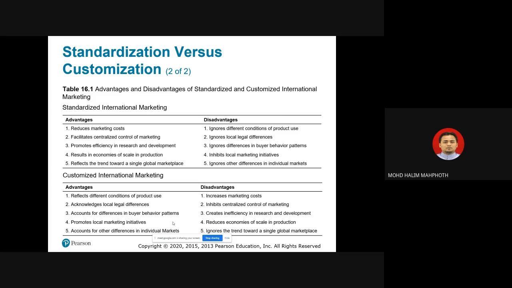Promote local marketing initiative. So instead of just using one language, you use their own local language, like Chinese kanji, their letters, or the Arabic language with Arabic letters. Account for other differences in individual markets, so all are treated as individuals. So this is what we have under the customized. But due to that kind of investment, it will basically increase your marketing cost.